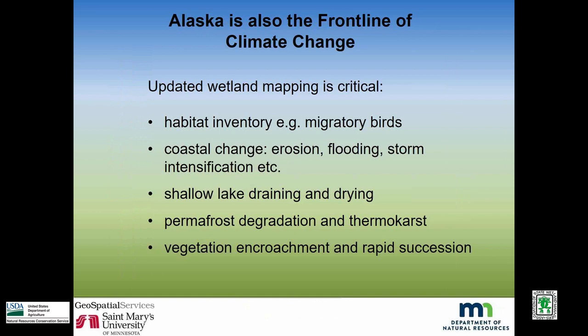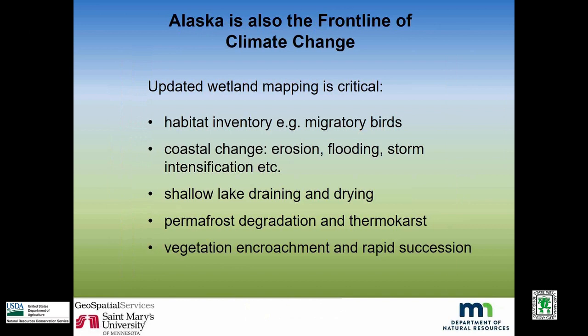Erosion, flooding, and storm intensification are huge issues in Alaska. The frequency and intensity of Pacific storms has grown tenfold over the last 20 years, and it's causing some huge issues from a wetland management and habitat management standpoint. And I'll show a couple of examples of that. One of the big results of that is shallow lake drying and draining, and we've seen some significant issues with that in wetland temporal studies, change over time studies, that are showing dramatic change in relatively short periods of time.